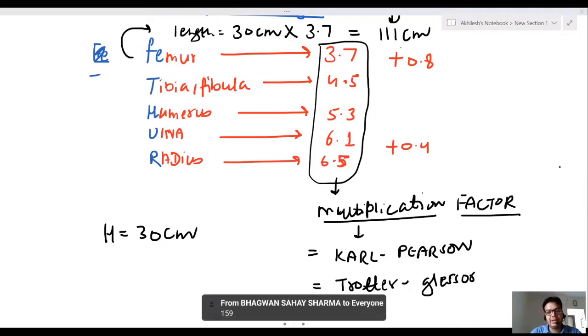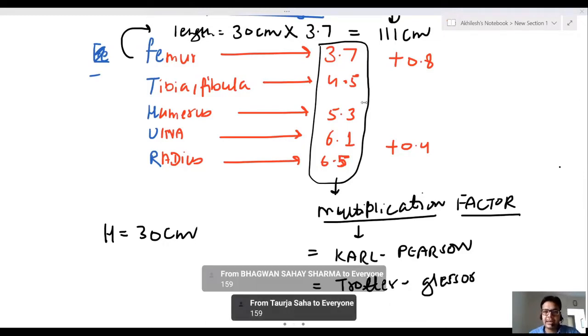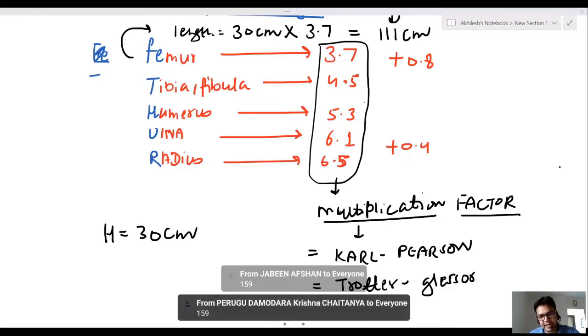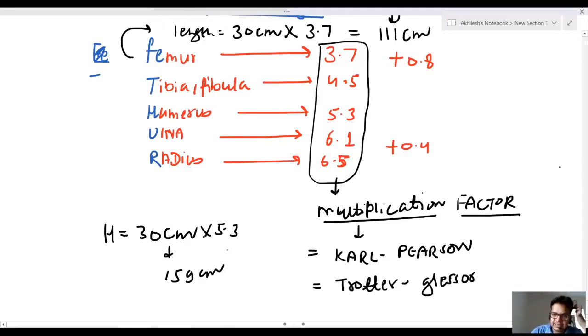5.3 times 30, right? Yes, absolutely right. It is 159 centimeter. So, sir, what do you have to remember? Fitur. 3.7 plus 0.8, 4.5 plus 0.8, 5.3 plus 0.8, 6.1 plus 0.4 last, that is 6.5. These were given by Karl Pearson and Trotter and Glaser.